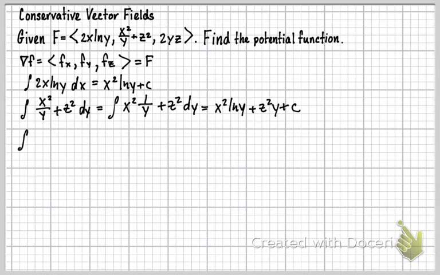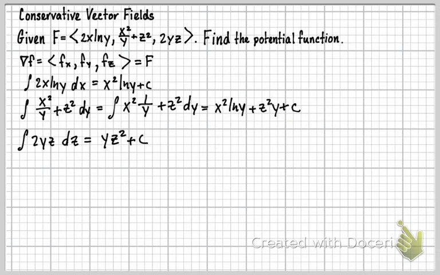Now we're going to do the last one here, which is 2yz. Again, that's for my f_z. Since I differentiated to get 2yz with respect to z, this is going to be the integral of 2yz with respect to z. So then this is going to equal yz², because that 2 is going to go up to my power, and then it's just going to be yz² plus c.